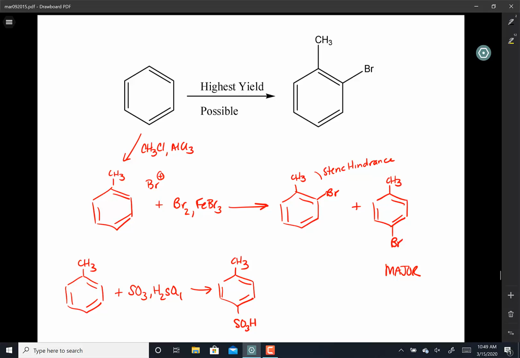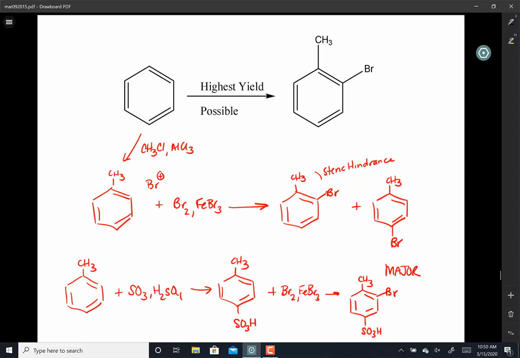Okay. If you're having a moment of deja vu, that's simply the precursor to a tosyl chloride. Now when I add my Br2, FeBr3 to this, what's going to happen is I force the bromine to add ortho to the methyl group.